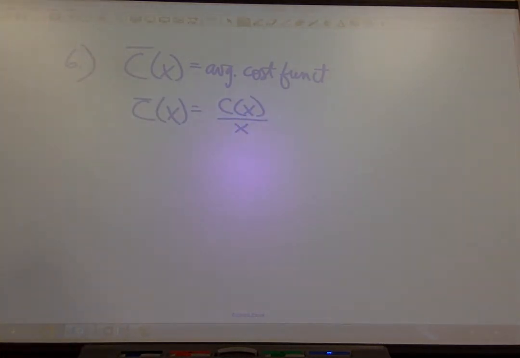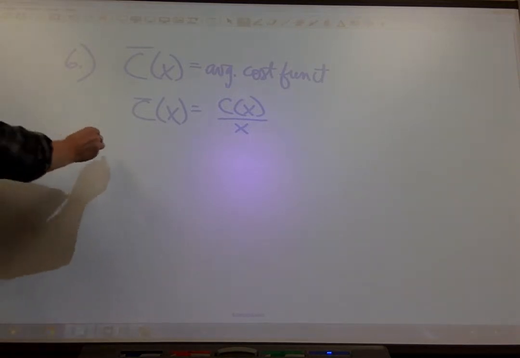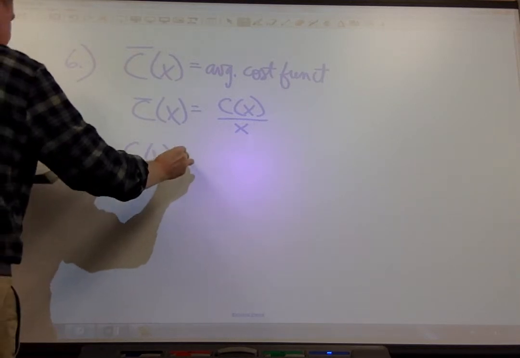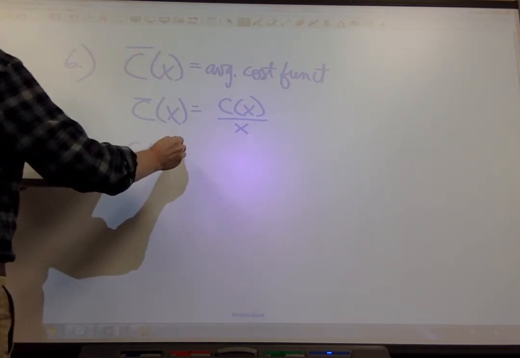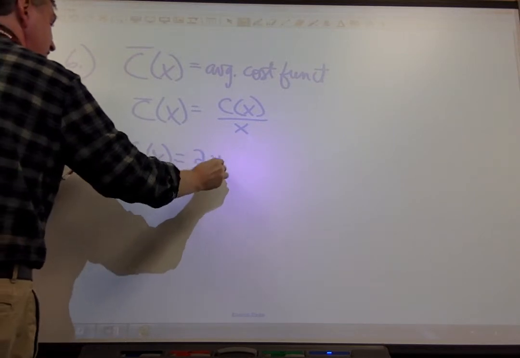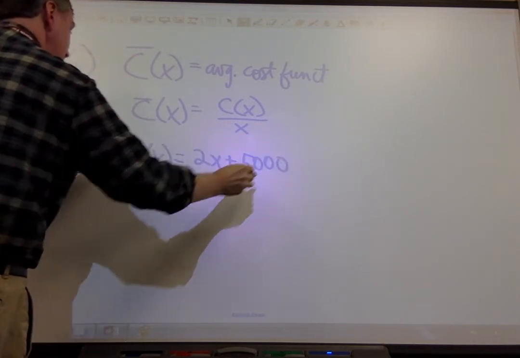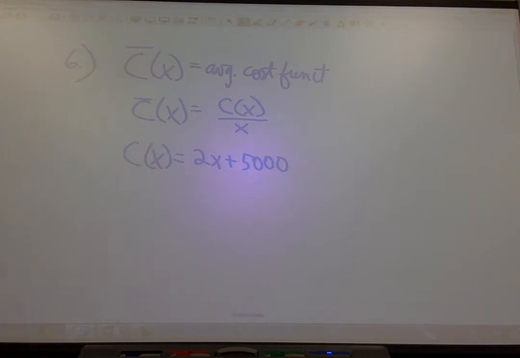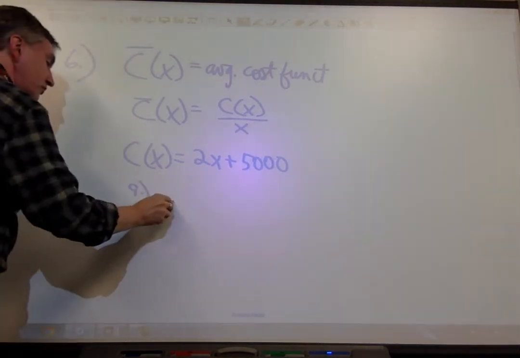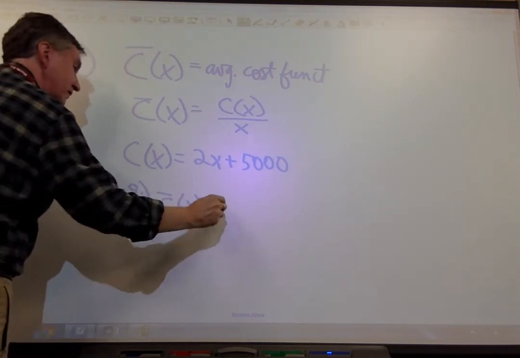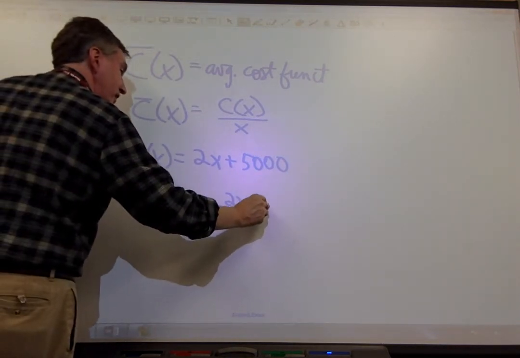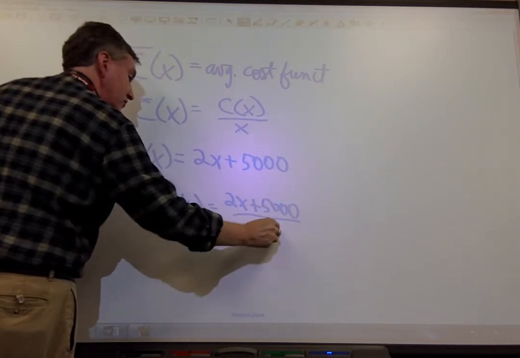And that makes sense, doesn't it? If you take the cost function and divide by the number of units you produce, that's the average cost, isn't it? That averages. Okay? What they asked me to do in number 6 is take the function c of x, which is, I'm going to write it 2x plus 5,000 if you don't mind. Find the average cost function. So what will c bar be? 2x plus 5,000 over x, right?